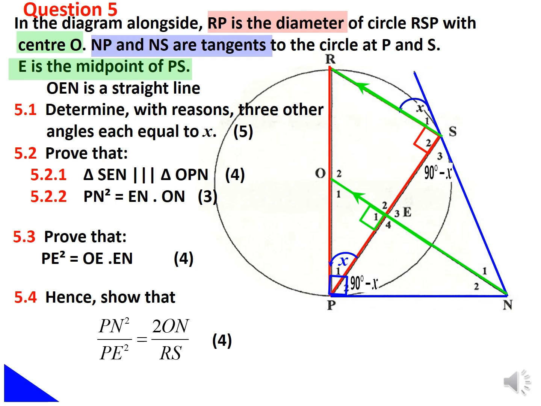In triangle SEN, E3 is equal to 90, S3 is 90 minus x. We can find N1 using interior angles of a triangle. We can also find N1 using angle S1 because N1 and S1 are corresponding angles since we have parallel lines. That is the development of geometry.